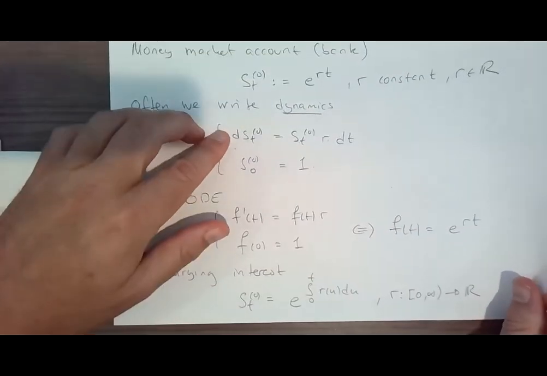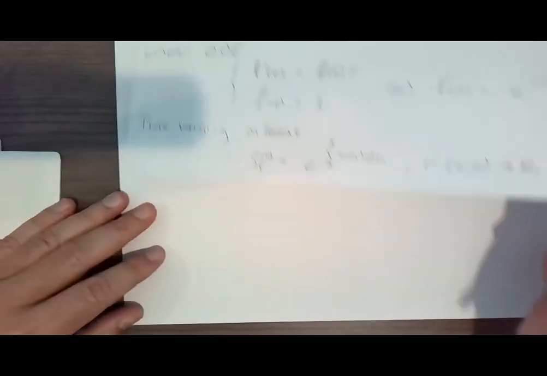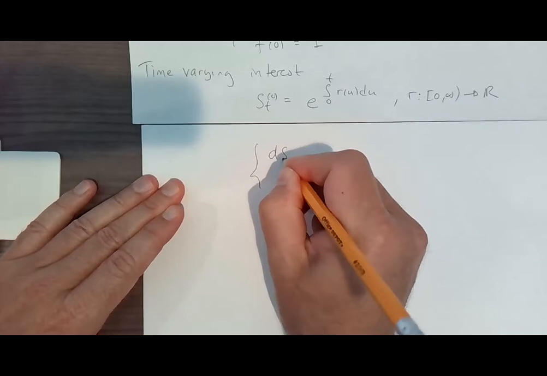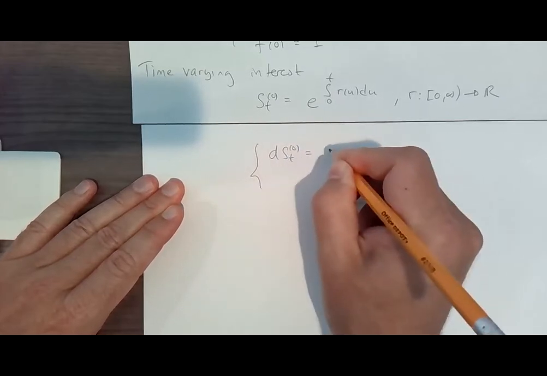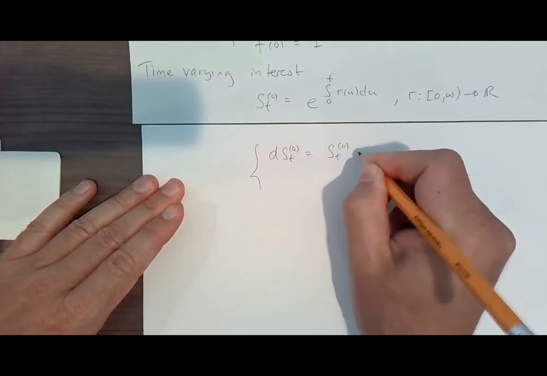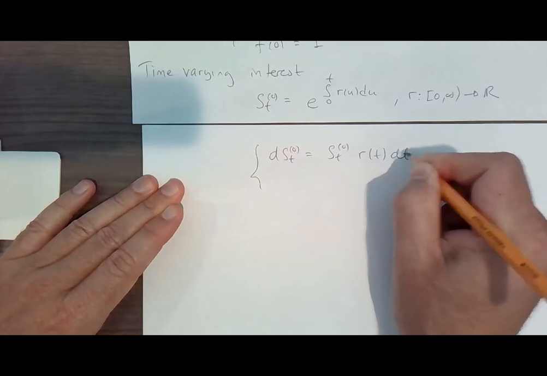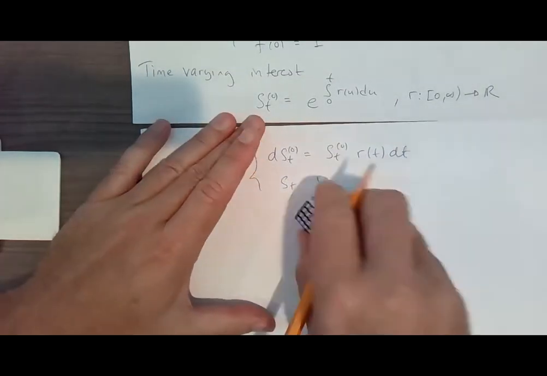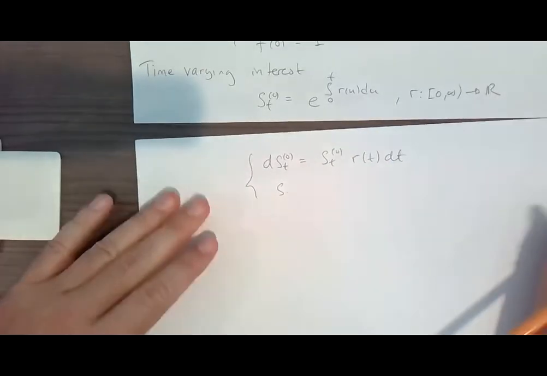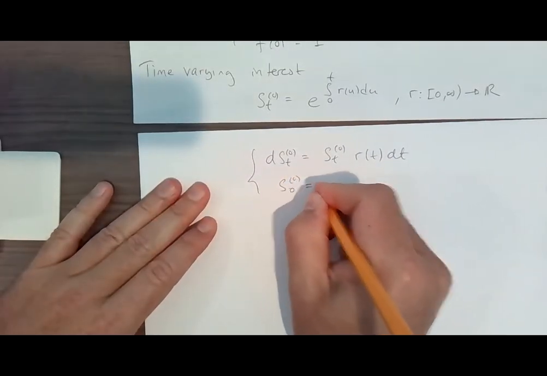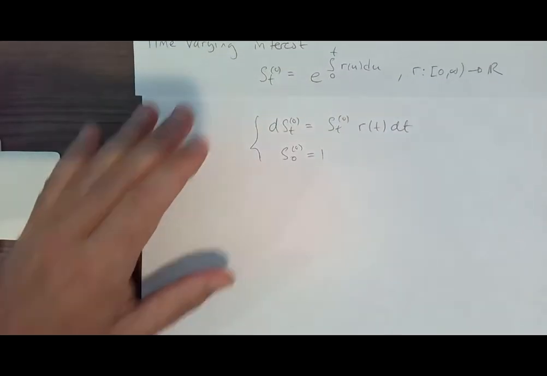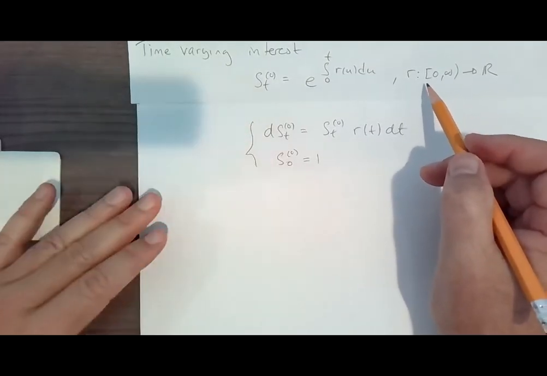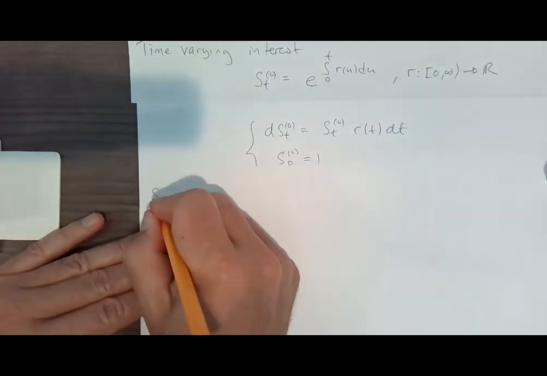And just as before, we can write this here in terms of an ODE. That we're going to be looking at now is, here you have a t dependence, and the initial point is still going to be 1. So this is a function. You can also have stochastic interest rates.